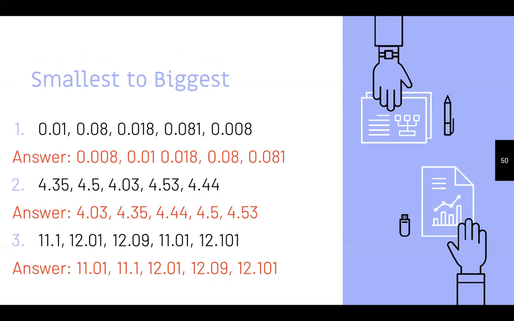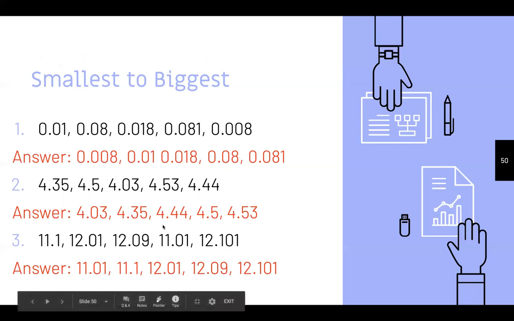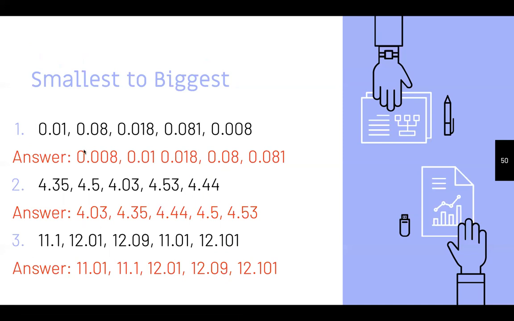So comparing, right, smallest to biggest. Well, what is that, right? The smallest number is going to be the number that is farthest to the right. What that means is that we compare the 10 spot. Well, all of them have zeros for the 10 spot, so we don't have to do anything for that.